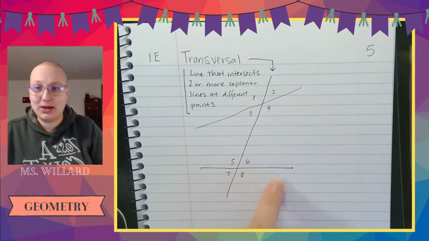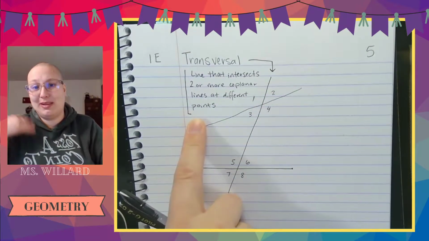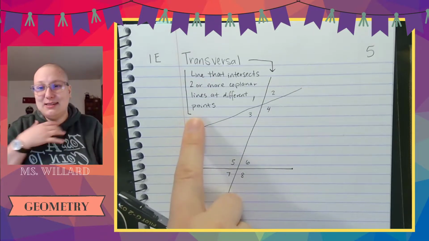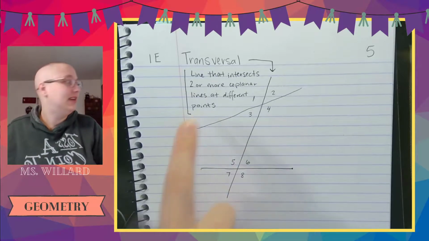So I have two non-parallel lines that are cut by a transversal, which is a line that intersects two or more coplanar lines at different points. Is this an important definition for you to remember? Please don't bother. It's not worth it.